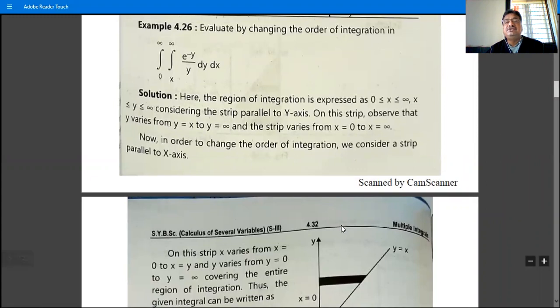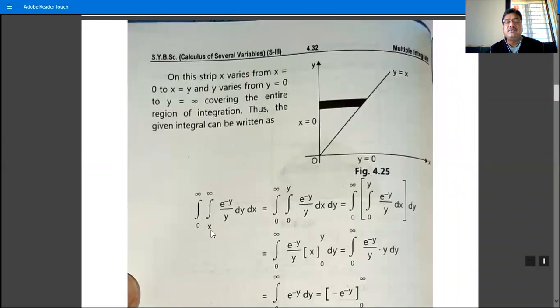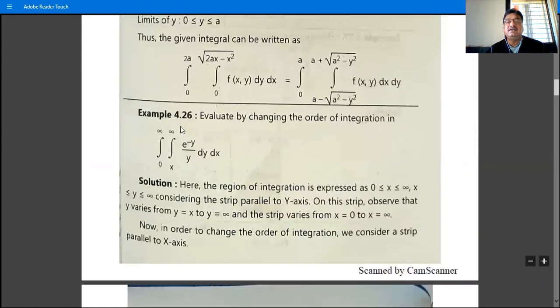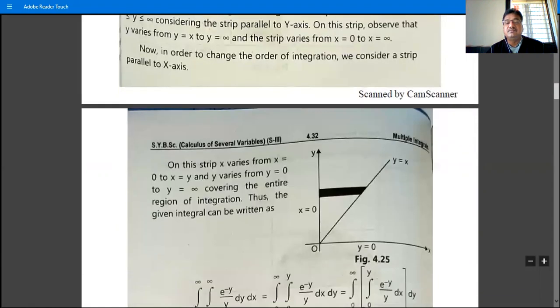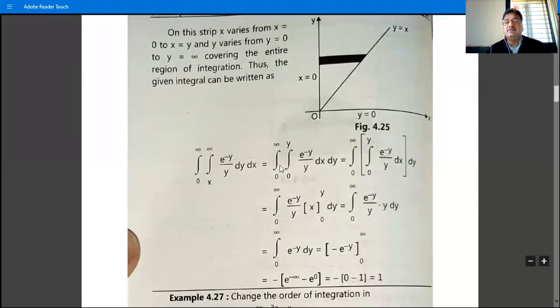And now we have to change the order first. So here is the double integration over x from 0 to infinity, y from x to infinity, e raised to minus y by y dy dx, that is this integration, right? This is equal to. Now the structure is what? Write the same integrand, that is e raised to minus y by y. Write dx dy instead of dy dx. And then write here x is equal to, write here y is equal to.